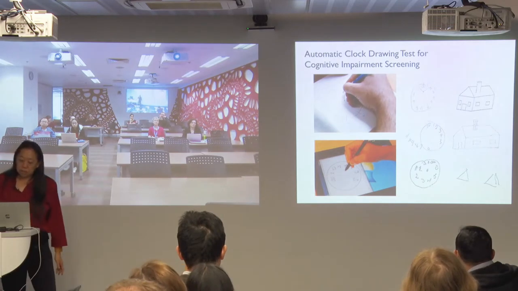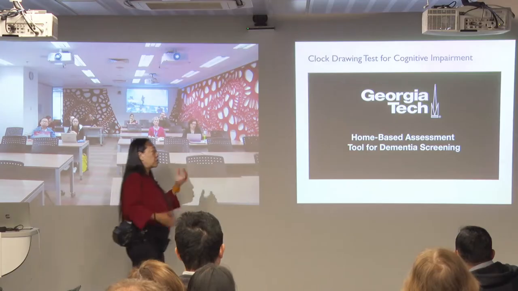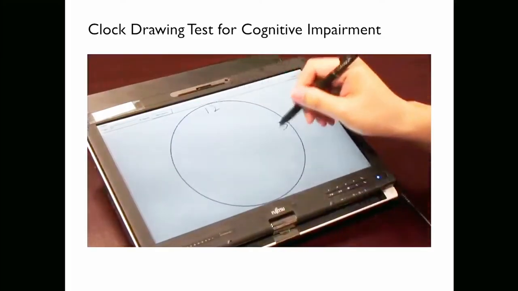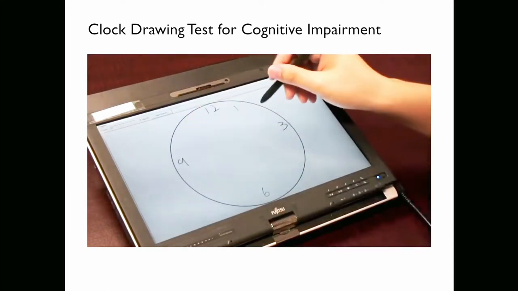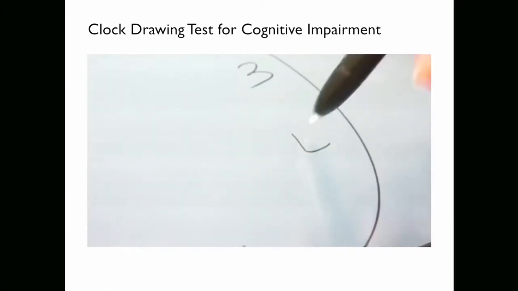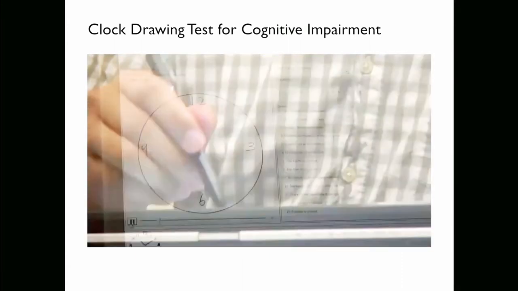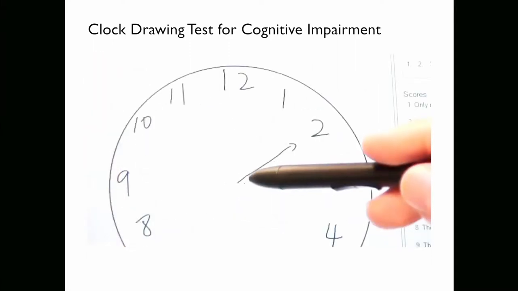Okay, so this is the project I have built with my student, the automatic clock drawing test. The idea here is that we usually tell people, okay, here is the clock. Draw all the numbers of the clock, the 1 to 12, and set the time, 10 past 11. Once the patient has finished, the technician will look at the drawing and at different criteria. In our system, we use a 13-point criteria.